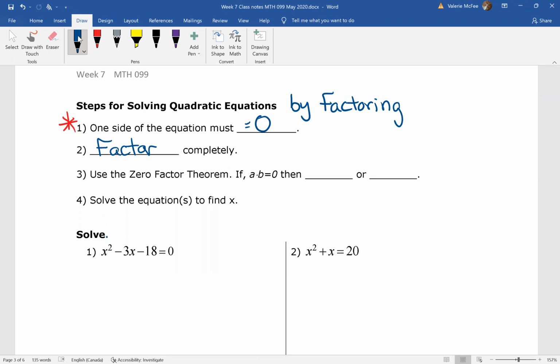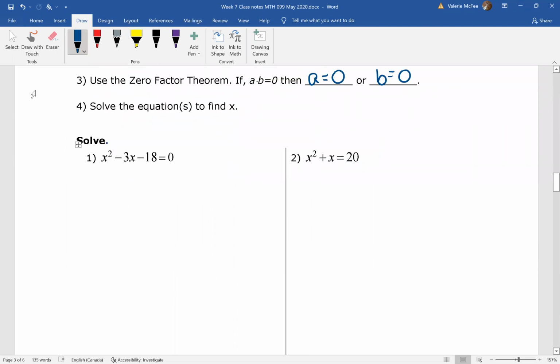Next, we use the zero factor theorem. Oh, I see this time I wrote a times b instead of m times n, but it doesn't matter. If we have two factors, then one of them, a has to equal 0 or b has to equal 0. And then we just solve the equations that we're left with. So let's look at this first example here.